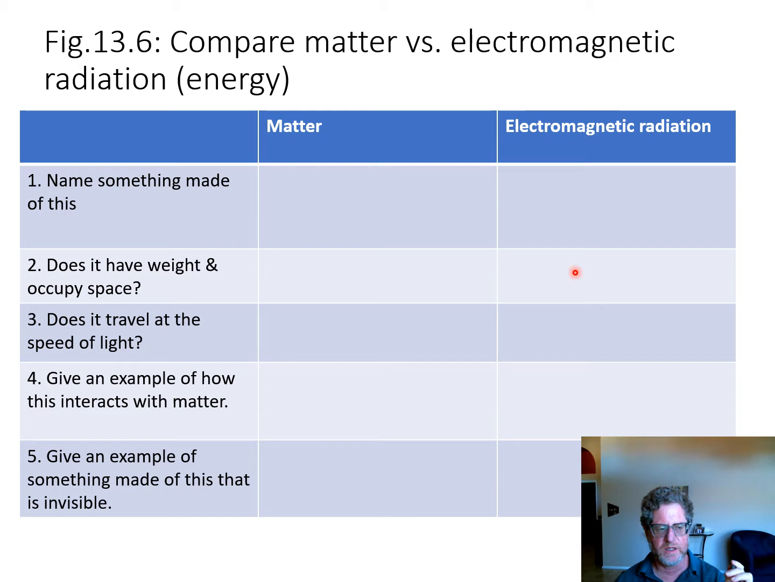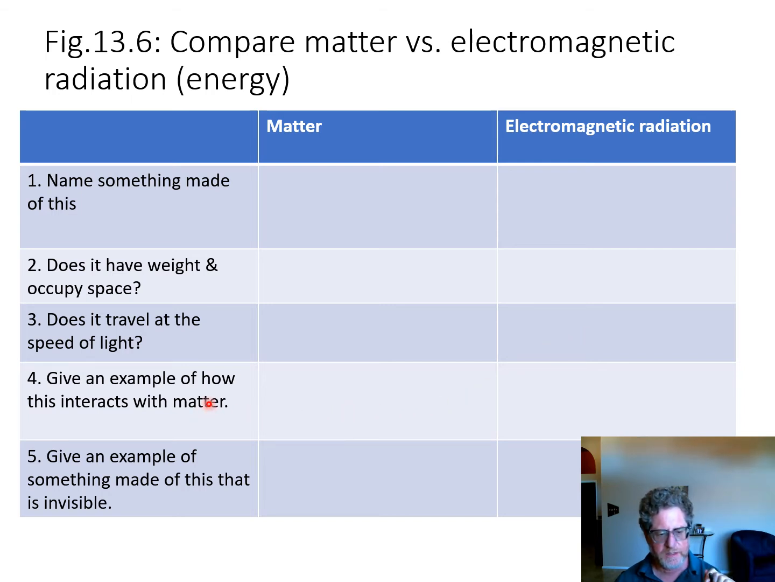You can put visible light where light is already standing, and so concentrated visible light is called a laser. That's true for matter, but not for pure electromagnetic radiation. Does it travel at the speed of light? Matter, no. You can't get this pen going at the speed of light. But whether you have X-rays or microwaves or radio waves, they all travel at the speed of light.